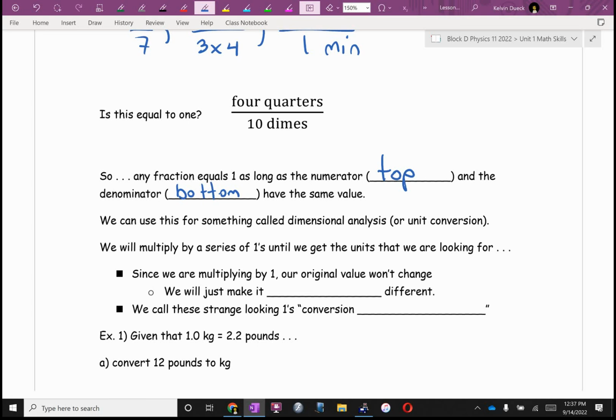Oh, and if you multiply by 1, you're not changing your answer. Maybe making it look different. So, since we're multiplying by 1, our original value won't change. We're going to make it look different. And what we're going to do is multiply by a series of 1s, funny-looking ones, until we end up with the units we're looking for. We call these strange-looking ones conversion factors.